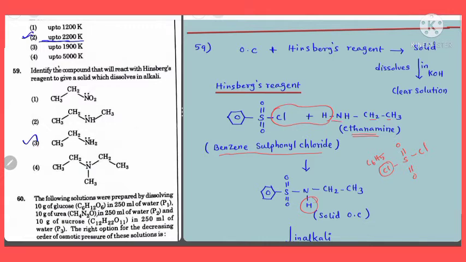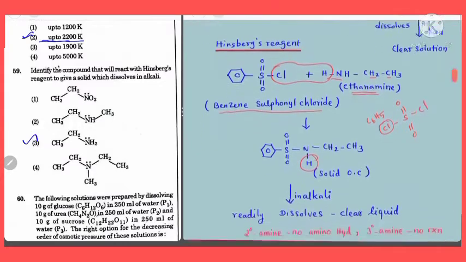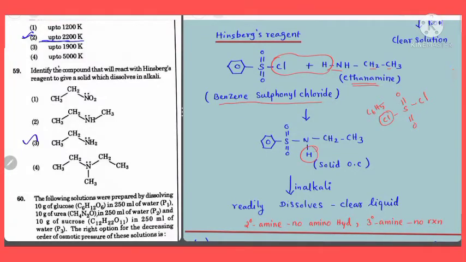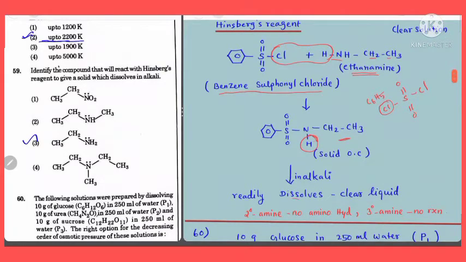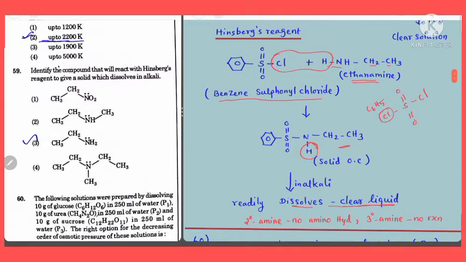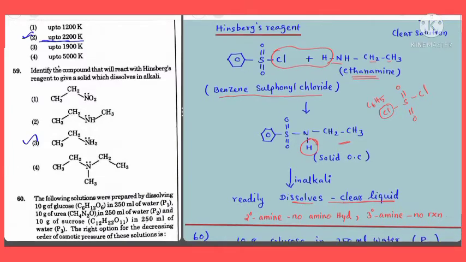Now when it reacts with Hinsberg reagent, the hydrogen of the amino group reacts with Cl. HCl is removed so that you get a product like this: a benzene ring, SO2, then NH with an ethyl group. This product is a solid substance which readily reacts with alkali because of the presence of the amino hydrogen. So it readily dissolves in alkali and forms a clear solution. That is how option 3, ethanamine, is the answer for question number 59.